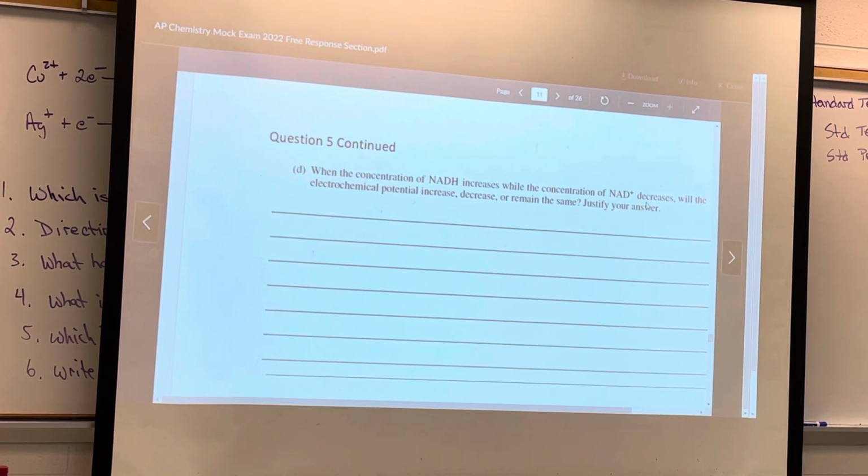You can just say that if reactants increase and products decrease from standard conditions, Q will be less than 1, which makes the log of Q negative. That will cause, according to the Nernst equation, E cell to be greater. That would be your explanation, your justification. Okay? It's all about Q when they ask that question.